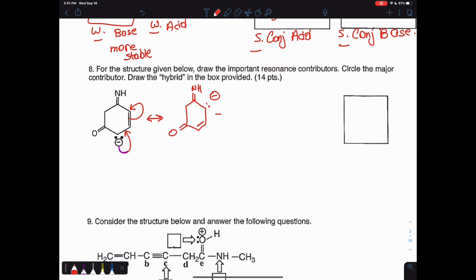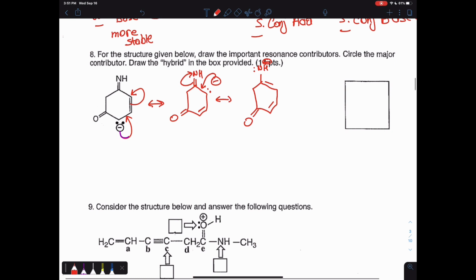So the next structure is going to be this lone pair can form a double bond, and this pi bond will form a lone pair on the nitrogen. And we're going to end up with a structure like that. Double bond and hydrogen. There's a lone pair on the nitrogen, and then it's negatively charged.